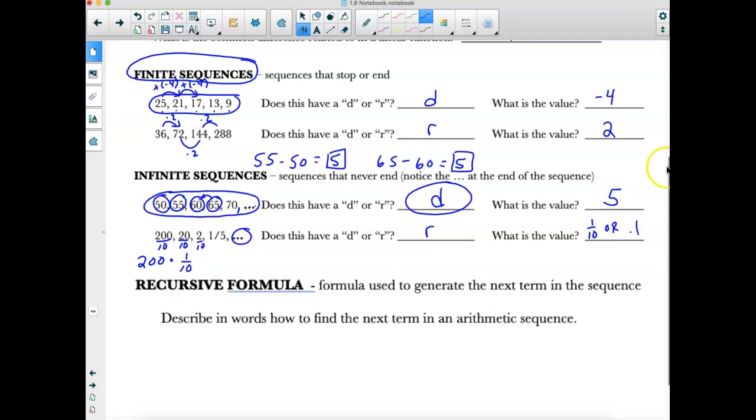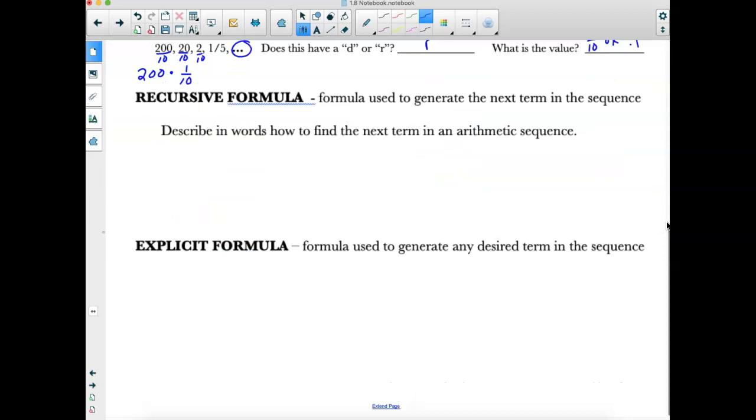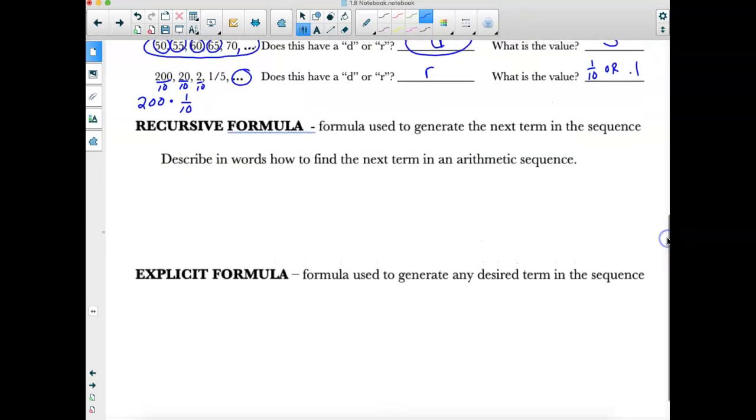And then from here in our sequences, we are going to be defining 2 different things in a bit. You did do all these in ELCH 1, and you took a year off there with geometry, and you're going to hit them again in ELCH 2 now. But we have 2 types of formulas. We have what's called a recursive formula, which is a formula used to generate the next term in the sequence. So describe in words how to find the next term in an arithmetic sequence.